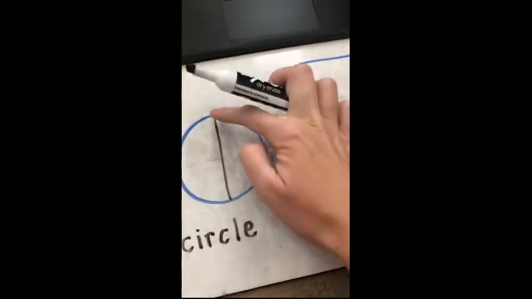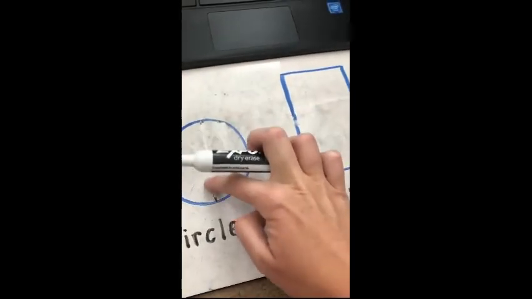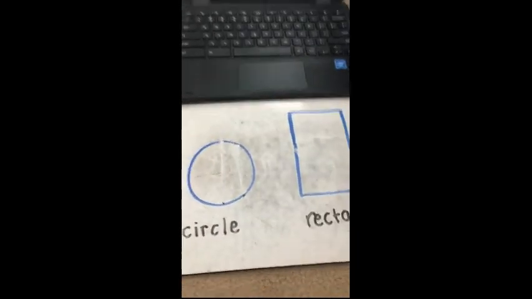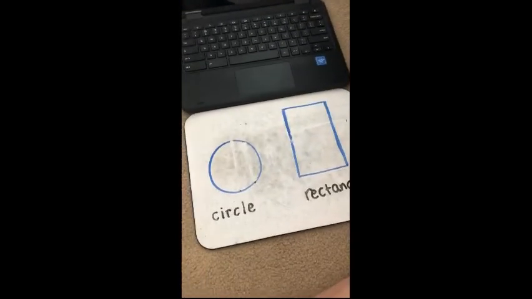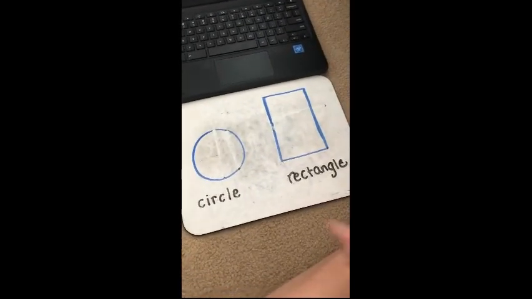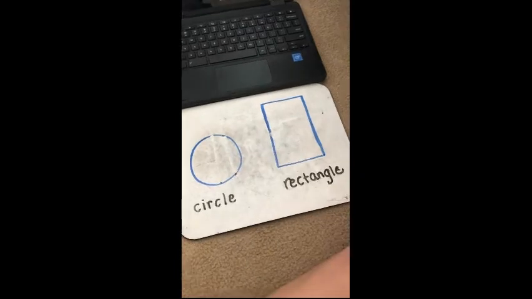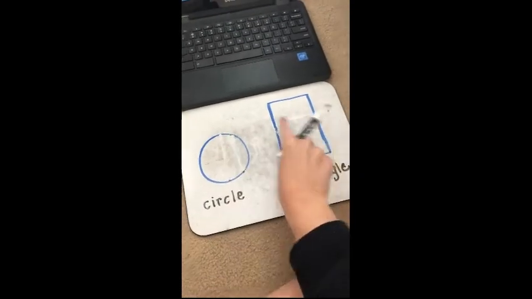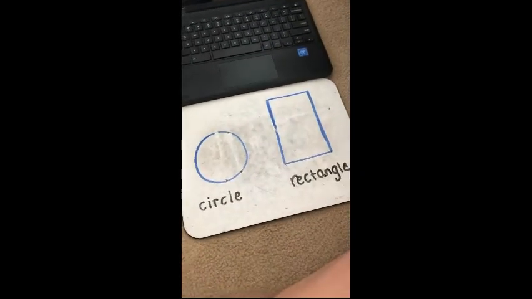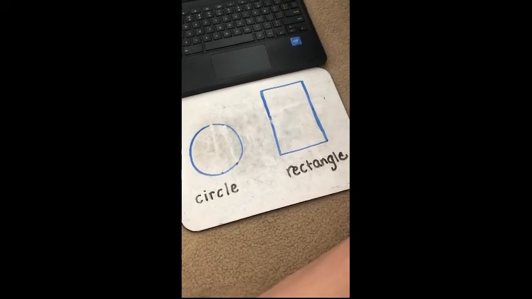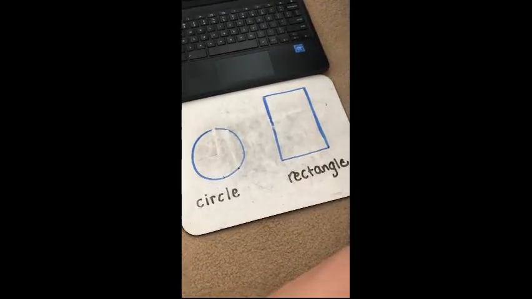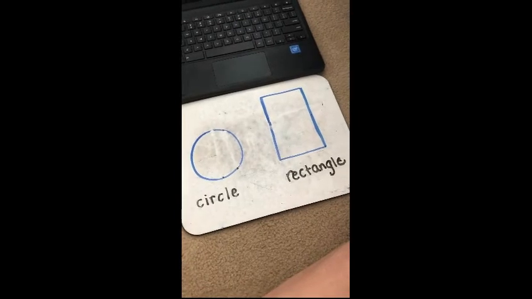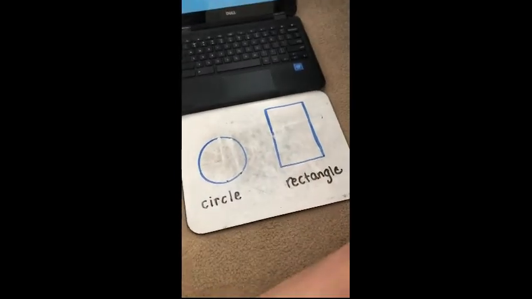All right, guys, so let's try a few more down here on my board. So I've drawn a circle. And if you can, please pause the video now and go get a piece of paper and a pencil and draw the same thing that I've drawn right here. So draw a circle and a rectangle. You can pause this video and then come back when you have drawn a circle and a rectangle. All right, once you have your circle and rectangle, we're going to practice.